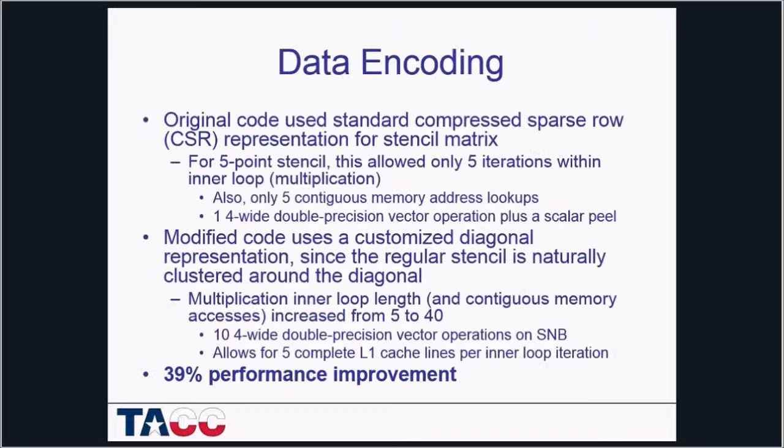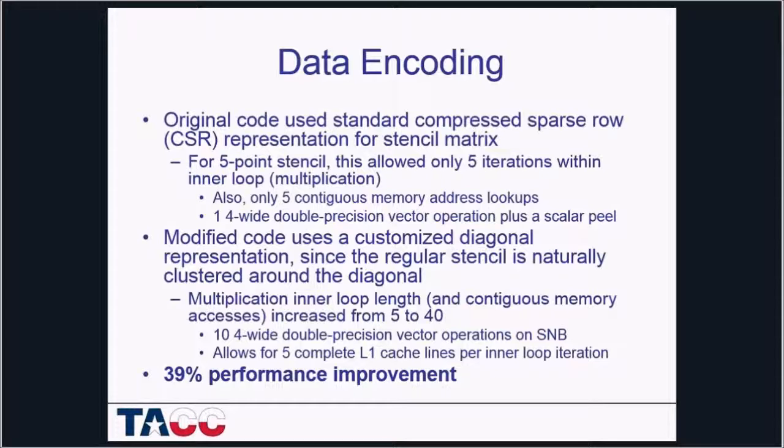So the first thing we looked at is the way that the matrices were encoded for the matrix vector multiplication. The original code used compressed sparse row for this stencil operation. In 2 dimensions, it's a 5-point stencil, which meant that using compressed sparse row, they were only able to get 5 contiguous memory accesses and 5 iterations per inner loop. So this translates basically, if you could have perfect vectorization done by the compiler, you get one 4-wide double precision vector operation plus a scalar peel off that loop, which can be very slow.